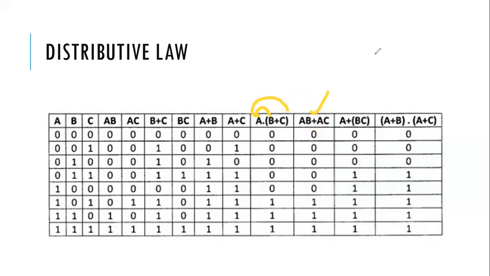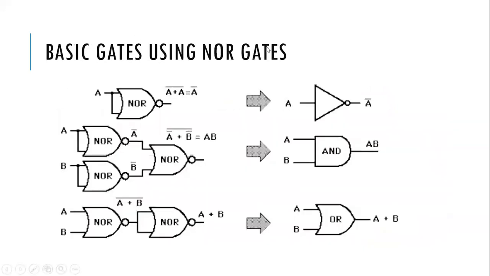Similarly, the next one is we need to find out A plus BC. BC we already found. For that one, column A should be added. A and BC must be added. Then you get this. Then we need to have A plus B and A plus C. That means these two columns should be multiplied, with 0 into 0, 0, 0 into 1, 0, 1 into 0, 0, 1 into 1, 1. Like this you can see you get the same columns here and there. These two are equal. So that is the final law that we call the distributive law. Is that clear?